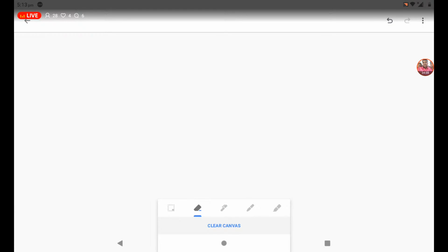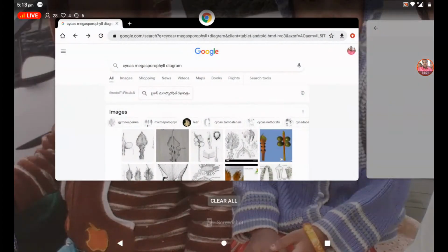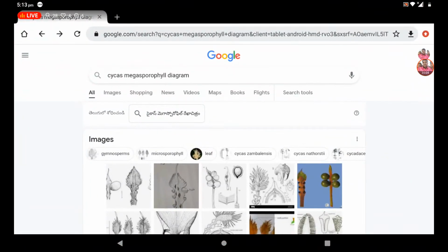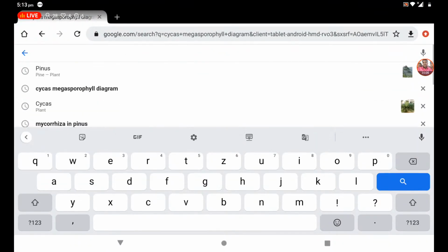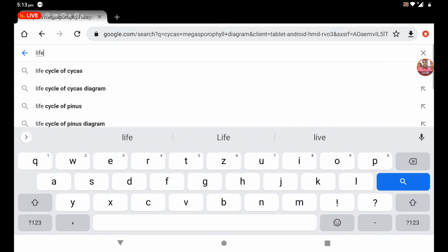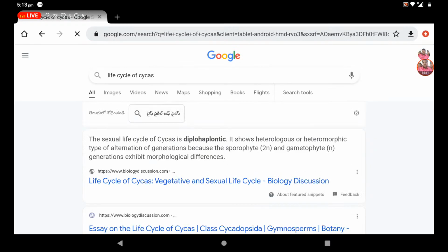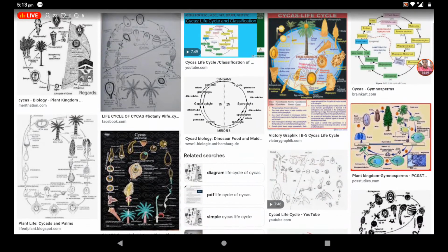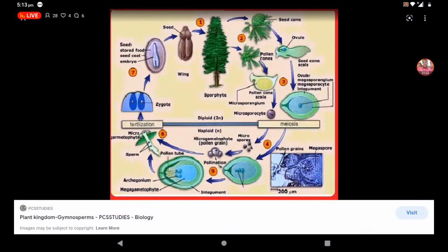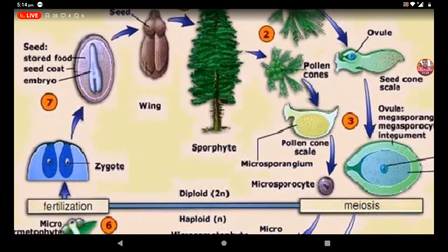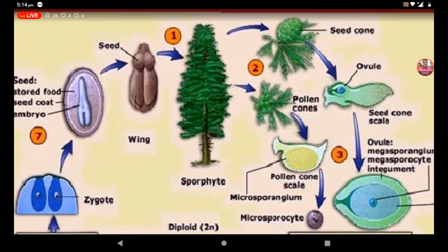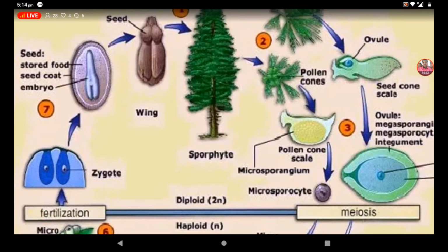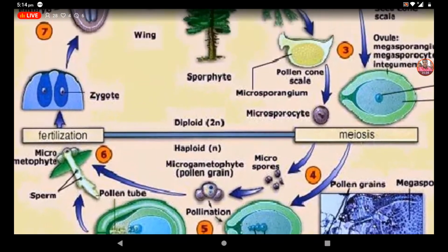And finally, if we take the life cycle of these plants, how will it be? Let me take one example: the life cycle of cycas. Just observe here. We find the sporophyte as well as the gametophyte. Two alternating generations are present every time. Already we know sporophyte and gametophyte.